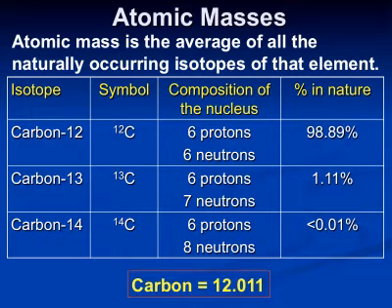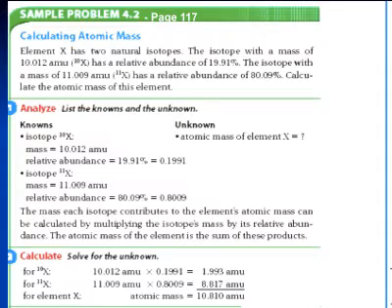All right, so let's do another example. This time I don't tell you what element I'm dealing with. We are dealing with element X. Element X has two natural isotopes. The isotope with a mass of 10.012 has a percent abundance of 19.91. And then the other isotope has a mass of 11.009 with a relative abundance of 80.09. And it asks you to calculate the average atomic mass.